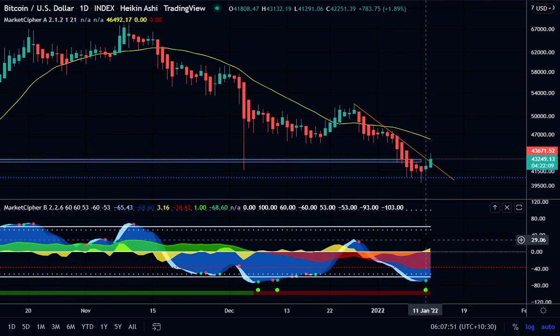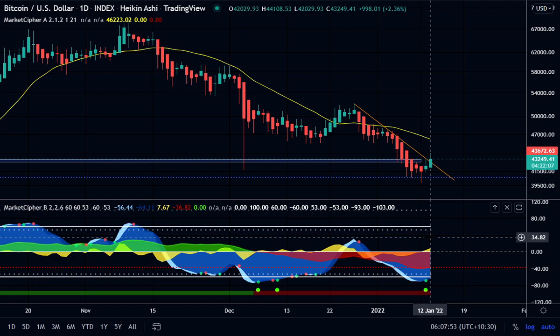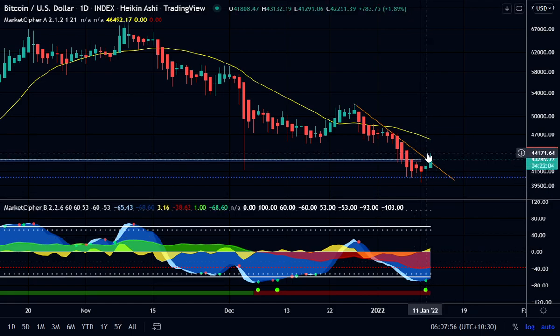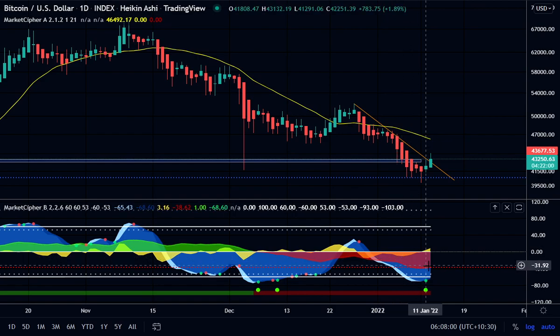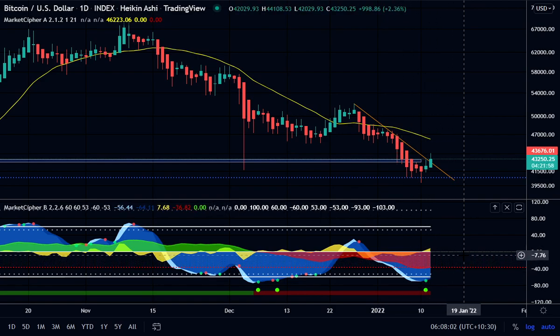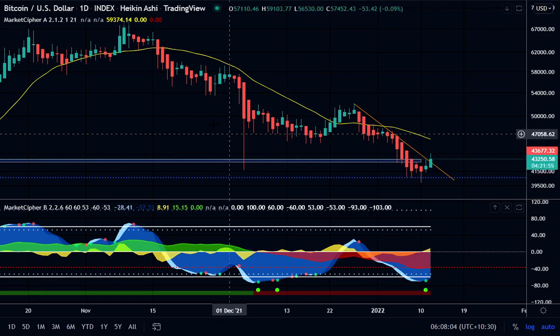The daily did get this green dot yesterday, and that did get confirmed. And we did see that is where we have gotten this bounce. But again, the money flow is still deep in the red, and it's going to take quite a bit before it does start coming back into the green.